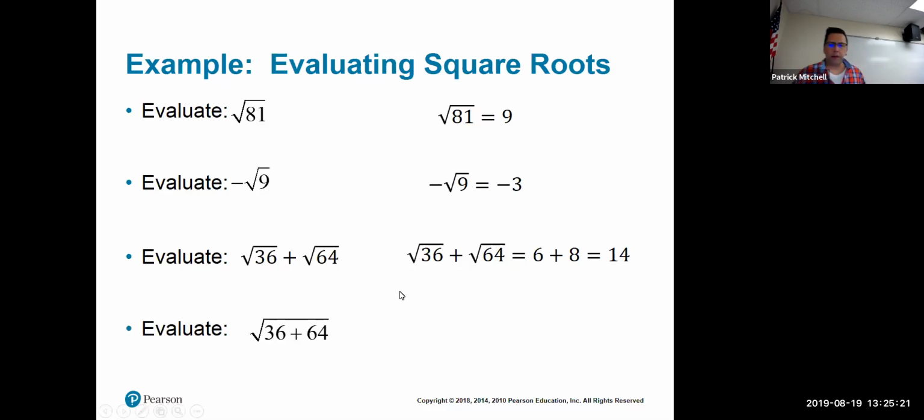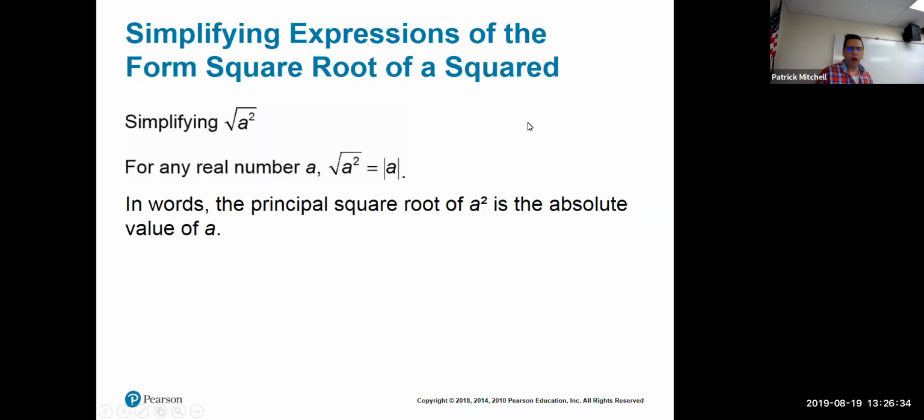So what students sometimes want to do, they usually don't try to do this when there are actual numbers there, but when I stick some variables under there, what they want to do is break up that square root. So the point I was trying to make here is that this is not the same thing as this, right? Because for the bottom one, what you have to do is 36 plus 64 is 100, and then the square root of 100 is 10.